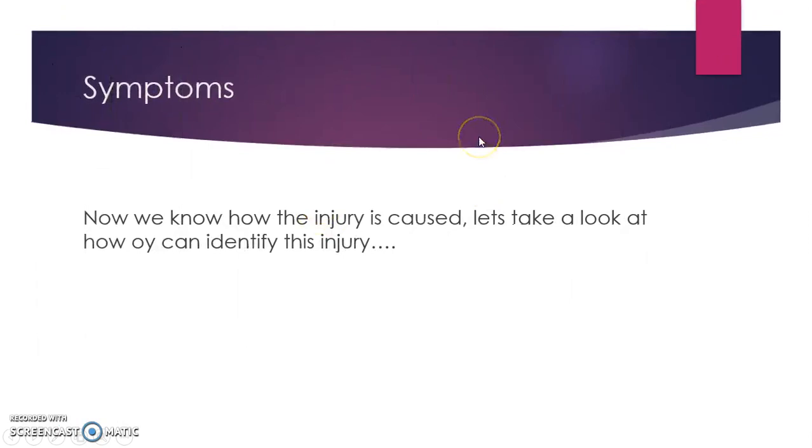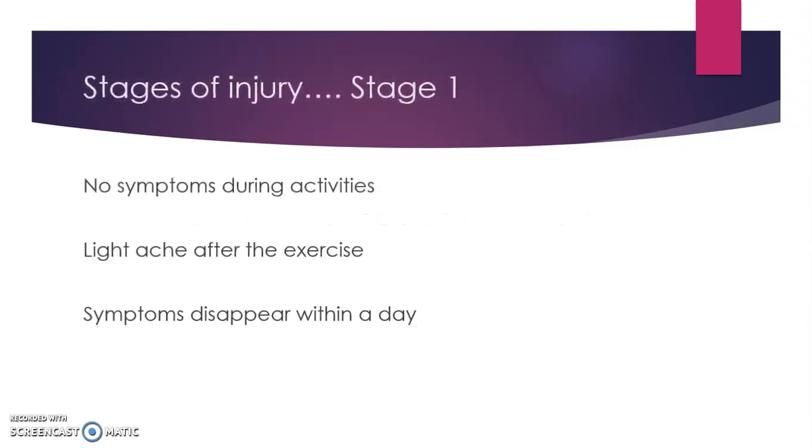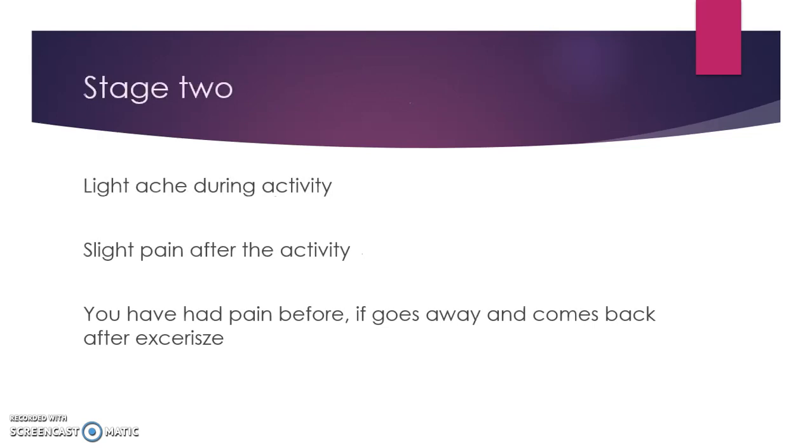So the symptoms to look out for. Let's have a look at stage 1. Stage 1 of the injury is when, during activity, it's going to feel fine, pretty much normal. There's going to be a light ache after the exercise. Symptoms will tend to disappear within a day. Stage 2, a light ache during the activity and a slight pain after.